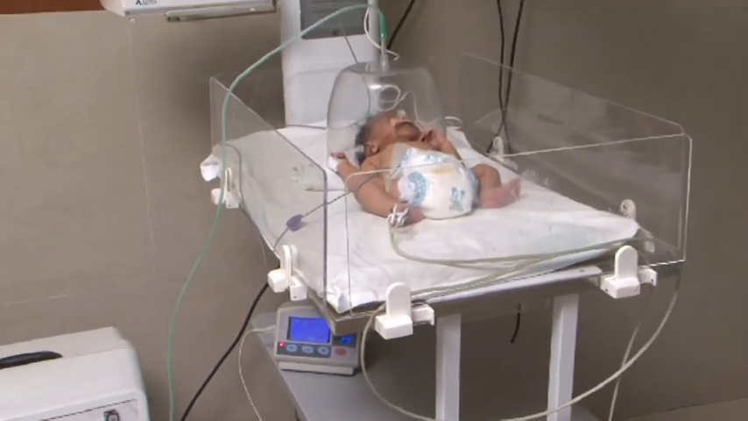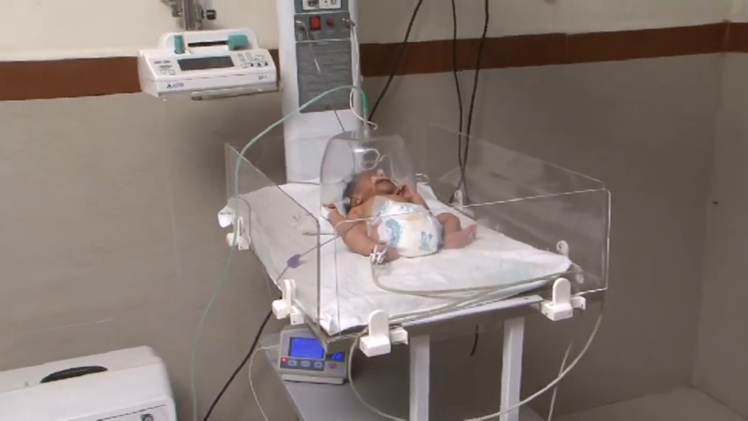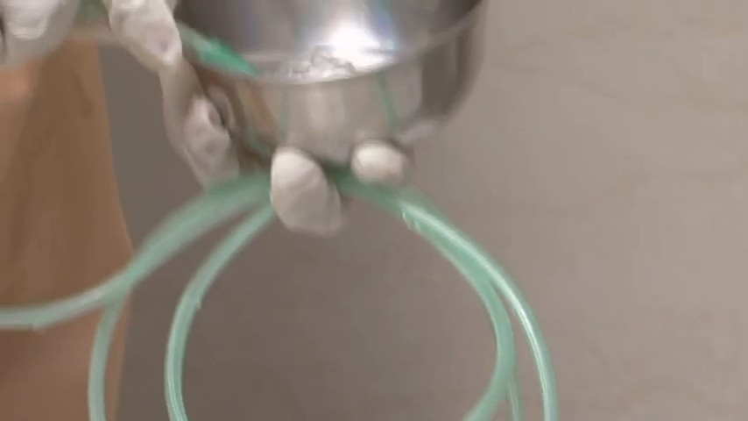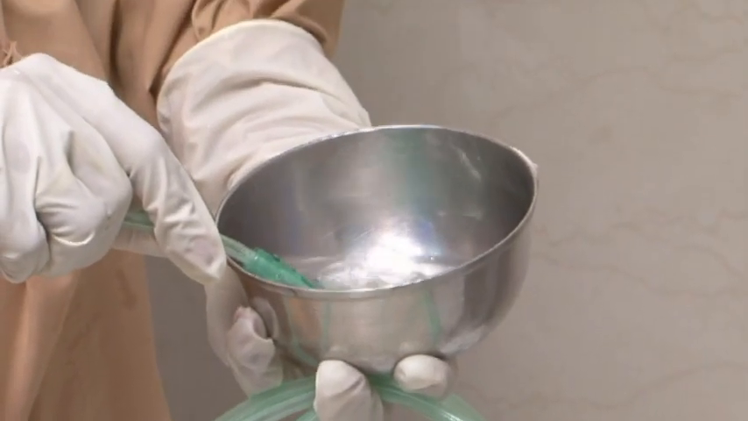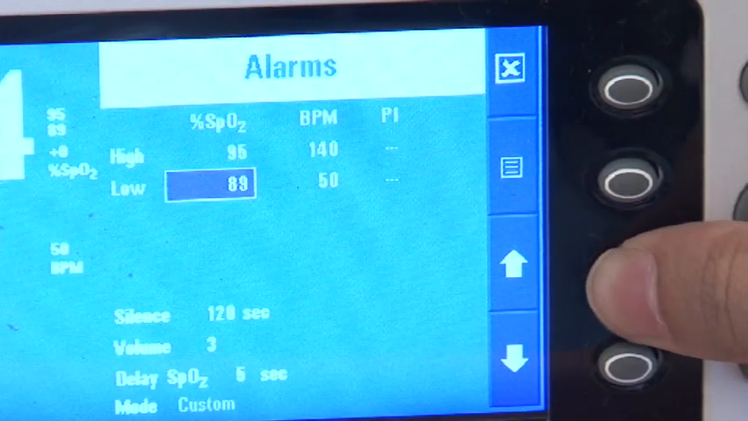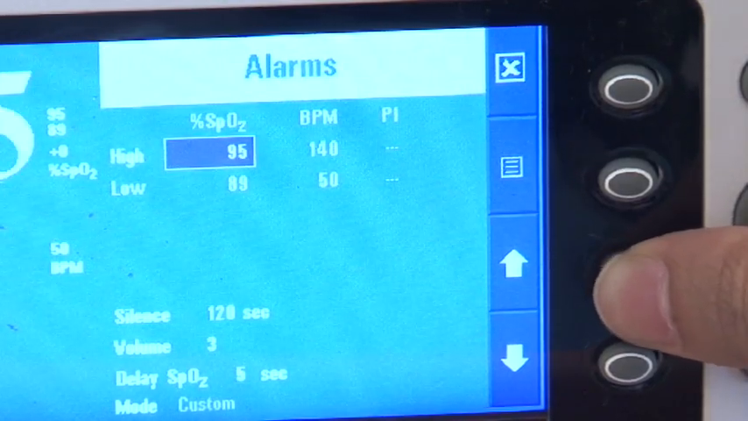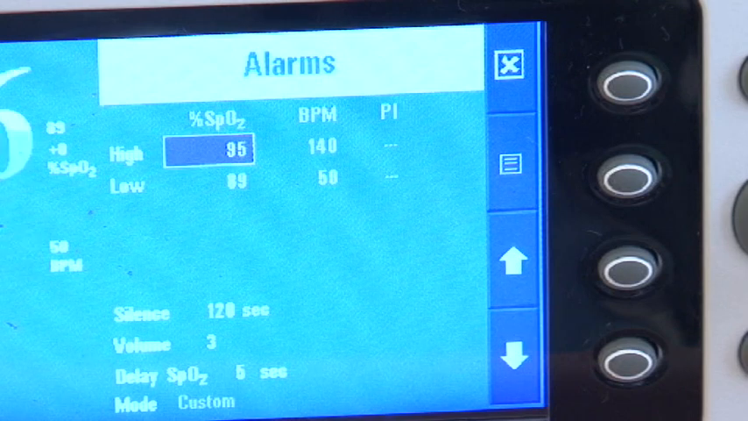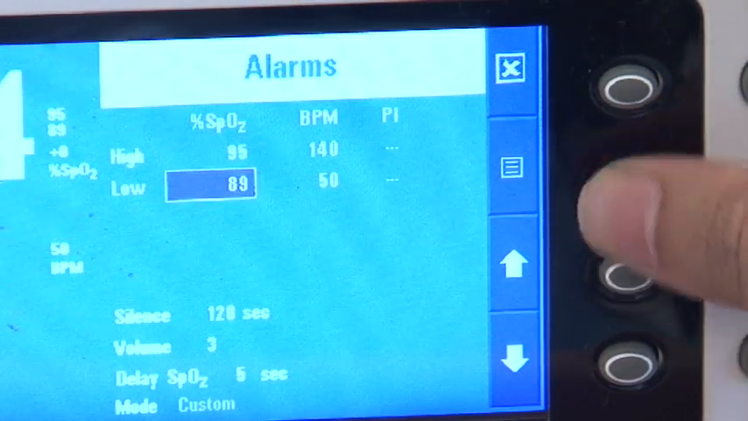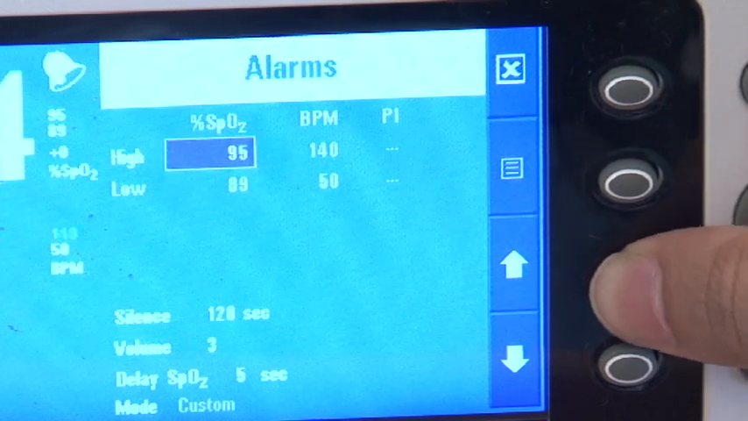Deliver oxygen through the oxygen hood. Ensure that there are no air leaks. If a pulse oximeter is available, monitor SpO2 and maintain saturation between 90 to 94. Alarm limits set at 89 and 95.